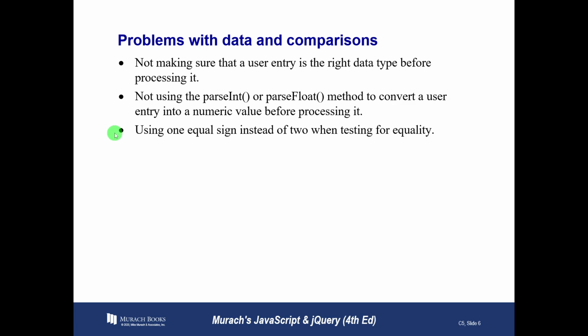Here's another big one, especially for new programmers. The assignment operator is the equal sign, and you're trying to use it to compare two values. When we compare two values, we use a double equal sign, or in JavaScript, even a triple equal sign. Always be careful about that. You don't want to accidentally use an assignment operator when you're trying to test for equality.